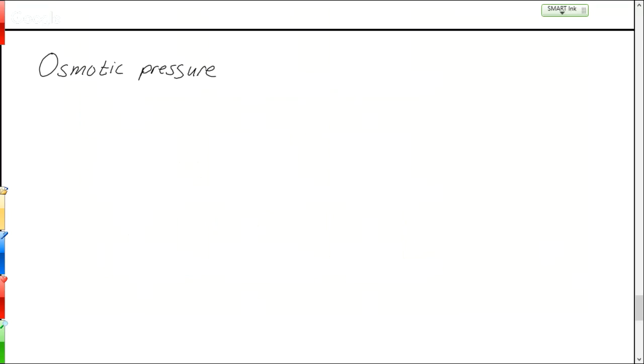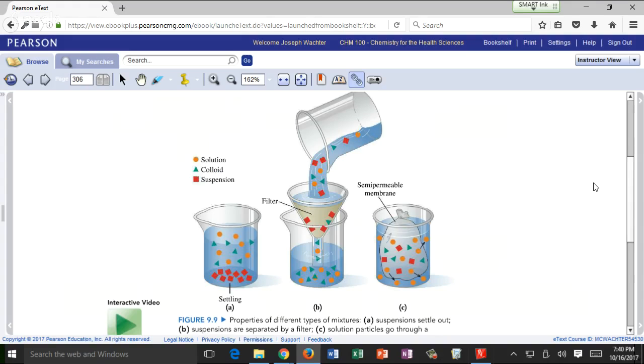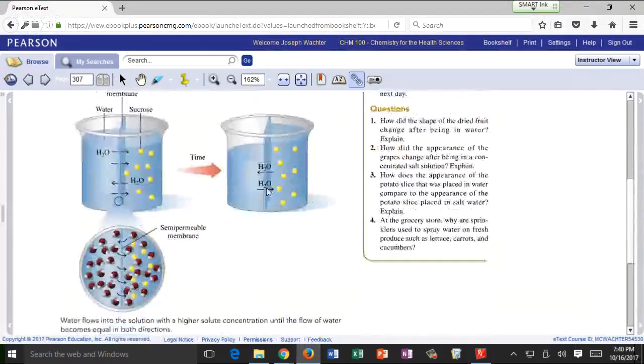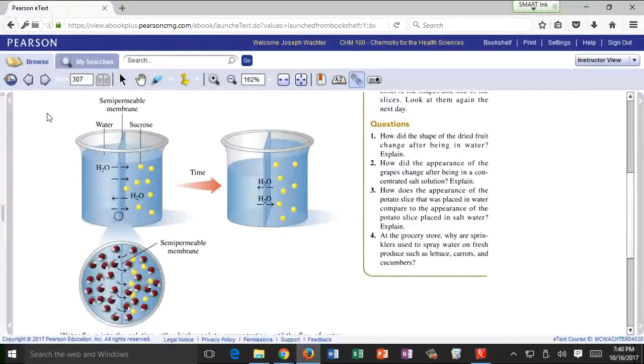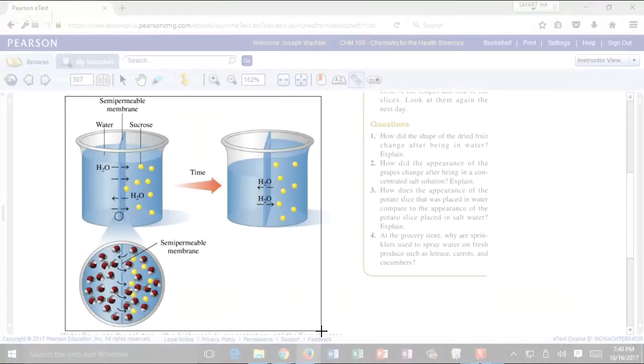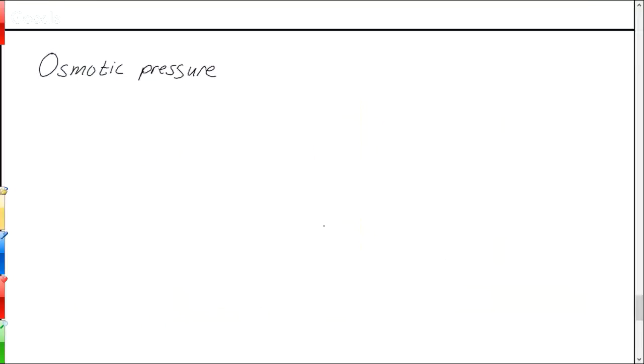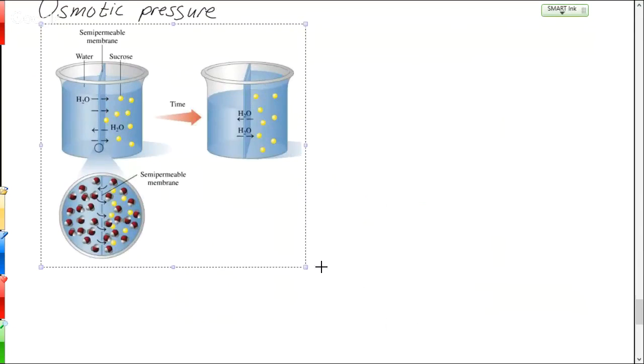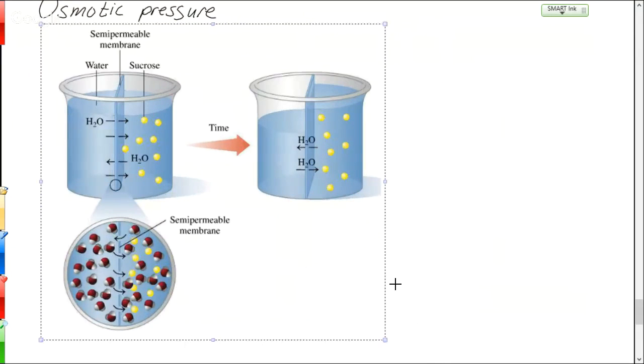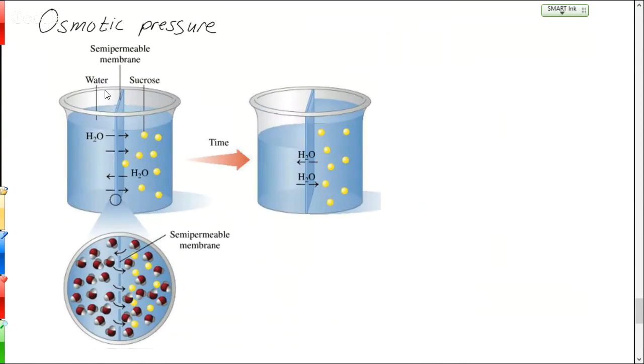So what happens, I think, works best if we look at a picture. We'll go to the book again so we don't have to draw terrible pictures. All right, let me describe this for you. What you've got here is a container with water in it, and it's separated in the middle by this semi-permeable membrane. This membrane has holes in it, but the holes really only pass individual small molecules.